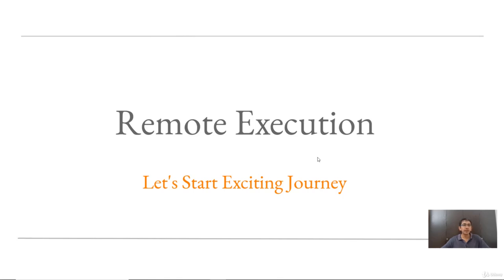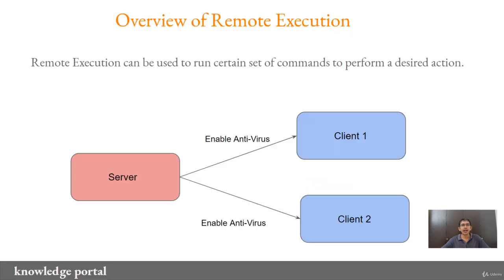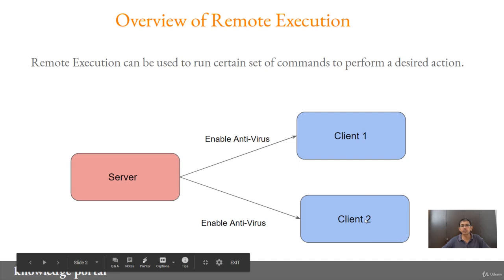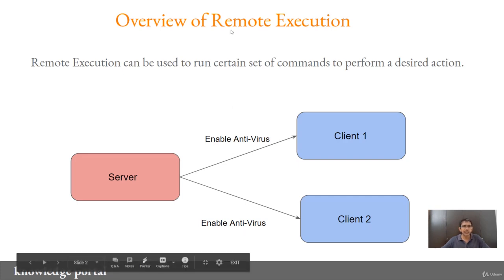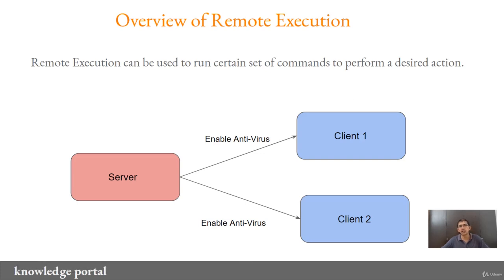Now in today's video we'll be discussing the remote execution functionality in Consul. Now remote execution can be used to run a certain set of commands to perform a desired action. This can be better explained with this diagram where you have a Consul server and two Consul clients. Let's say that you want to enable the antivirus related process within all of the servers. With the help of remote execution, you can run that command and it will be executed in all the servers.